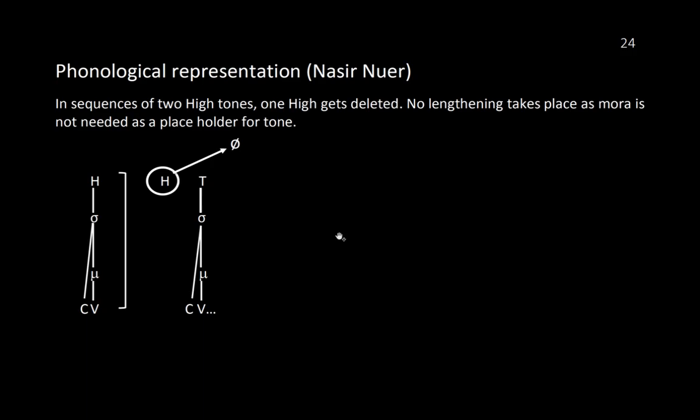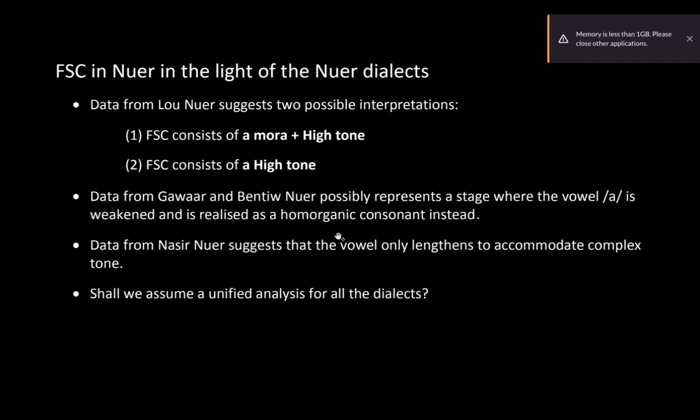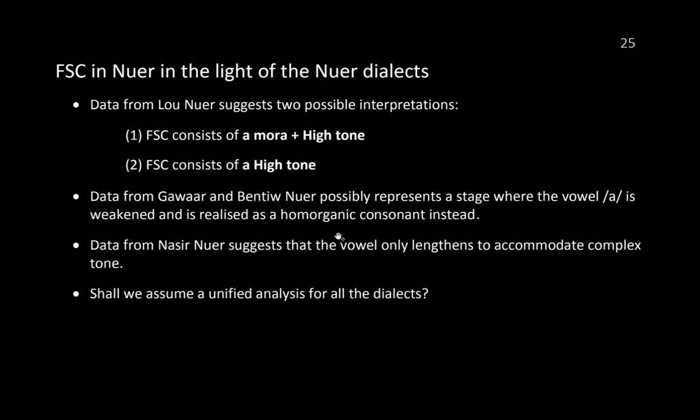Now, I have shown that on the basis of the data from Lao Nuer, two interpretations are possible. One, that the FSC consists of a floating mora and a high tone, and two, that there is only a high tone. Data from Gawar and Bintiu Nuer possibly represents a stage where the vowel A is weakened and is realized as a homorganic nasal instead. On the other hand, data from Nasser Nuer suggests that the vowel only lengthens to accommodate complex tone. The question for the future, of course, is whether we should try to assume a unified analysis to account for the behavior of FSC in the Nuer dialects, or whether we can postulate a separate analysis to account for the differences.